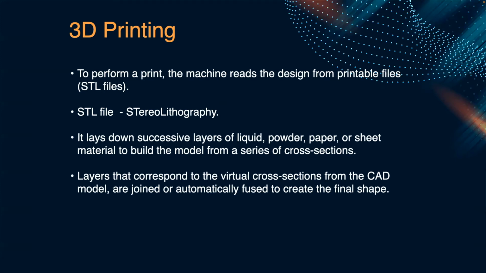The printer lays down successive layers of liquid, powder, paper, or sheet material to build the model from a series of cross sections. Layers that correspond to the virtual cross sections from the CAD model are joined or automatically fused to create the final shape.